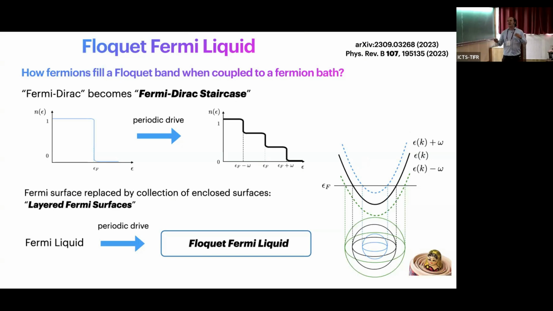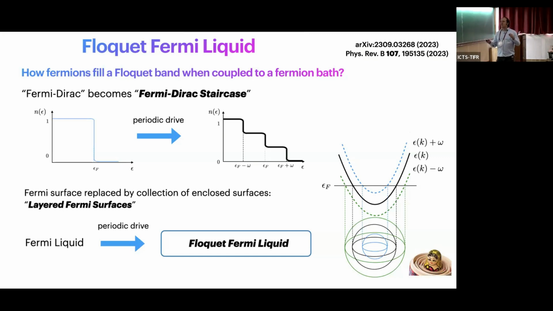And so the answer is that when fermions are coupled to a fermionic bath and they are filling a Floquet band, they will not occupy this band according to the Fermi-Dirac distribution, but instead they will occupy it according to something we call the Fermi-Dirac staircase. So it's like a version of a Fermi-Dirac distribution, but you have many steps, many steps of the Fermi energy shifted by the driving Floquet frequency.